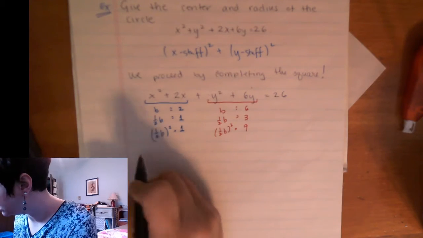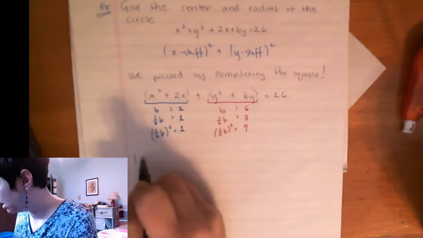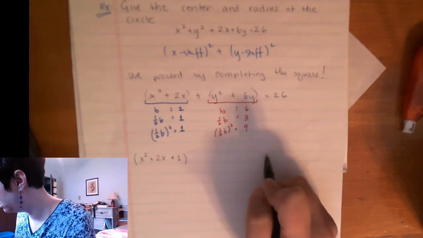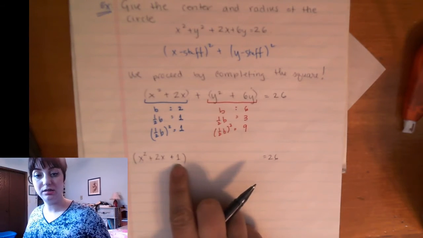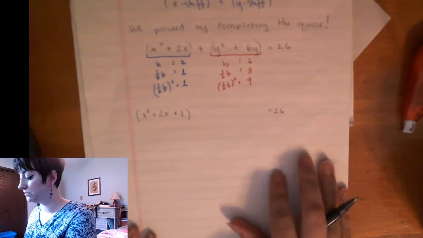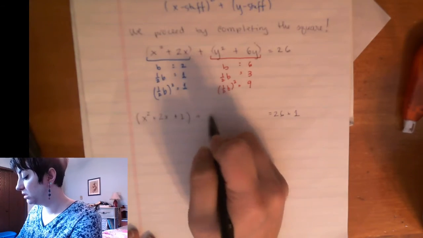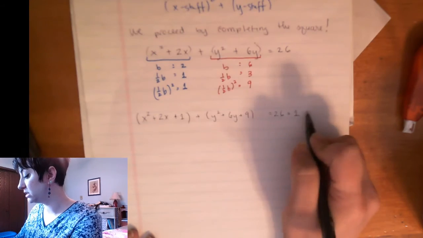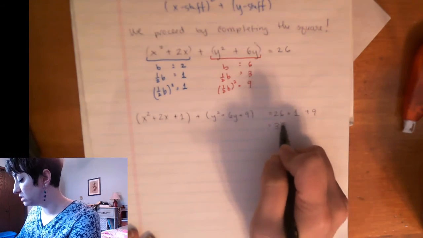So what that means is I'm going to have, I should put parentheses around these, x squared plus 2x plus 1. So I'm going to add 1 to the x's so that I complete the square in x. If I add it on the left, I need to add it on the right. And for the y's, I'm going to add 9. And since I add it on the left, I'm going to add it on the right. All right, great. So this is 36.